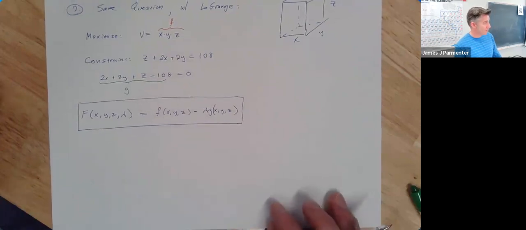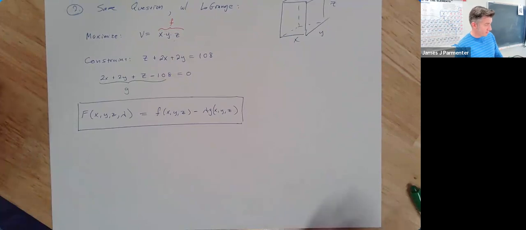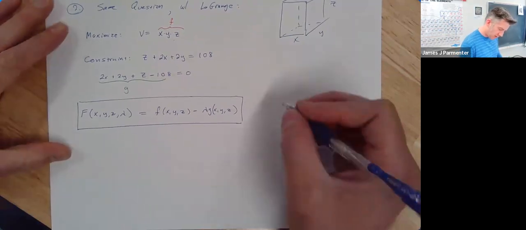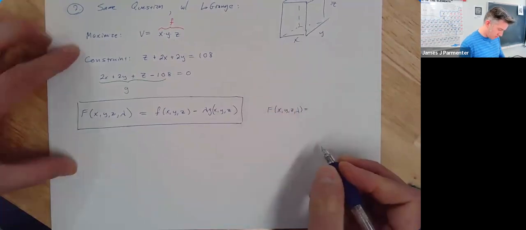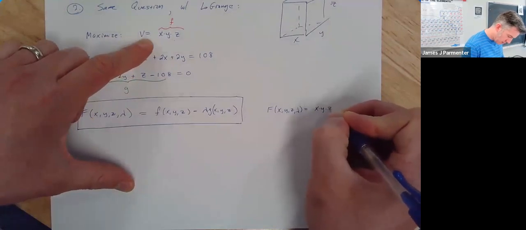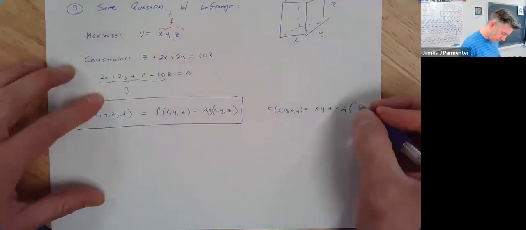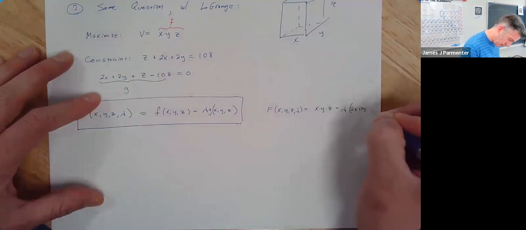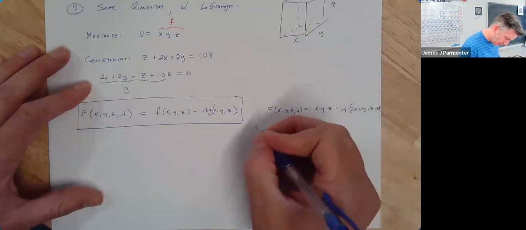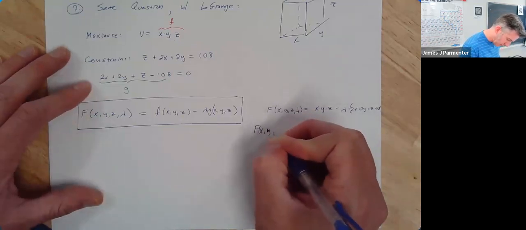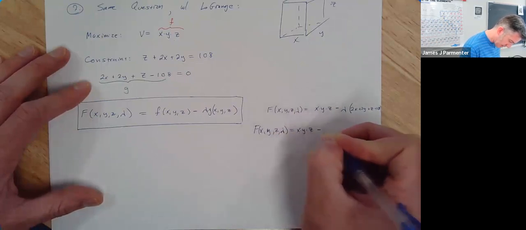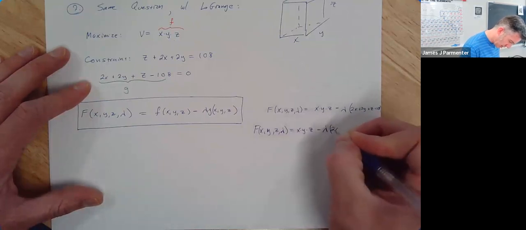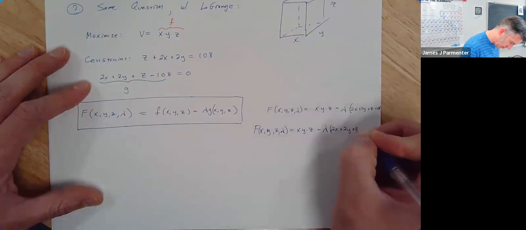And then here's what we're going to do. We're going to find all the partial derivatives of capital F. So I should say, in our example here, capital F of x, y, z, lambda is equal to x times y times z minus lambda times 2x plus 2y plus z minus 108. I ran out of room. It's terrible. Let me write that again. Sorry, one more time. F of x, y, z, lambda is equal to x times y times z minus lambda times 2x plus 2y plus z minus 108.